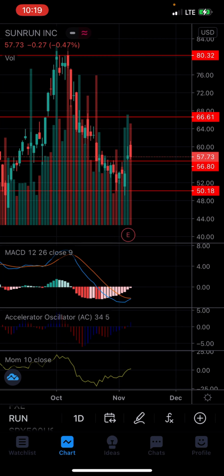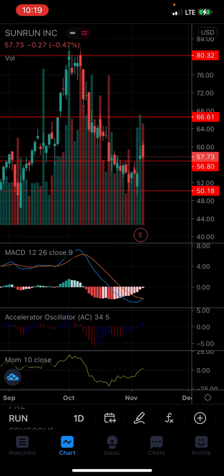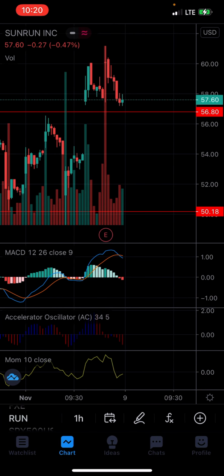So really a solid time for RUN. I really think it's a bullish signal right now. And if I was going to purchase, I'd do it immediately on Monday. I'd wait to see where the price sits, because we did see on the 1 hour chart that we are trending down. So I do think it might go back down to the $56.80 level.